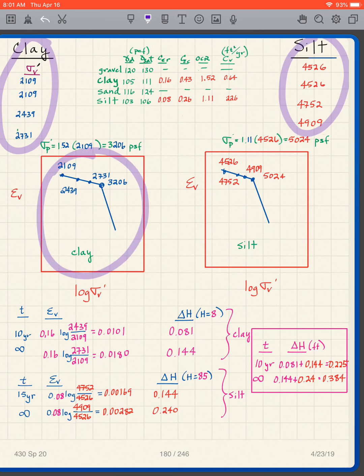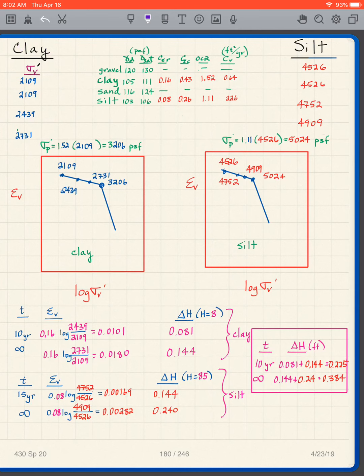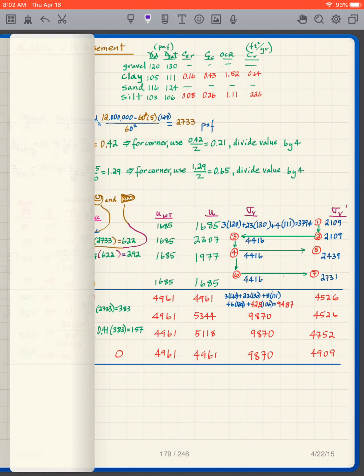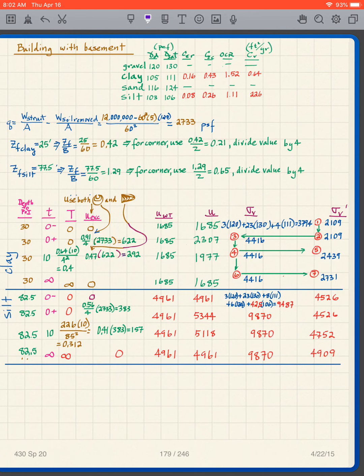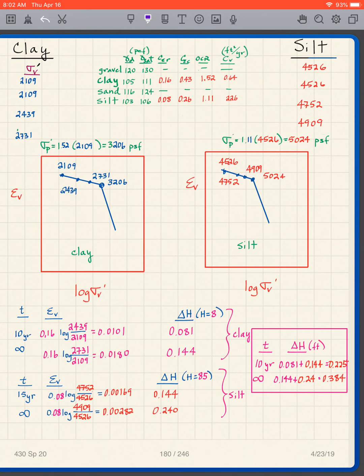And I create my clay settlement stress strain curve. I create my silt settlement stress strain curve, and I calculate the settlements the way we always have done. And then just to remember the sigma prime p's are obtained from the OCRs 1.5 to 1.11. 3206 for this one, 5024 for that one.